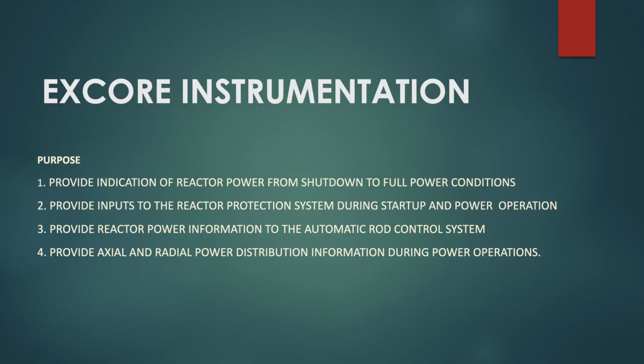Now that we have a basic understanding of the ex-core instrumentation system, let's take a look at the four major purposes of the ex-core instrumentation systems. The first one is to provide indication of reactor power from shutdown to full power conditions. The second one is to provide input to the reactor protection system during startup and power operation. Third, provide reactor power information to the automatic load control system. The fourth and final one is to provide axial and radial power distribution information during the power operations.